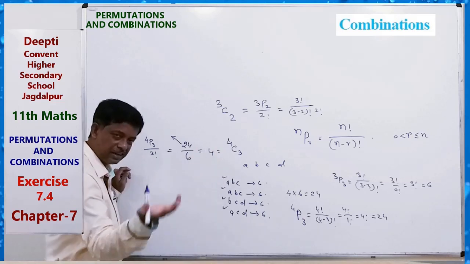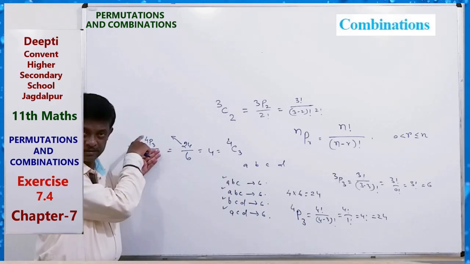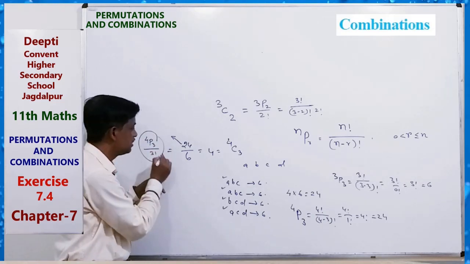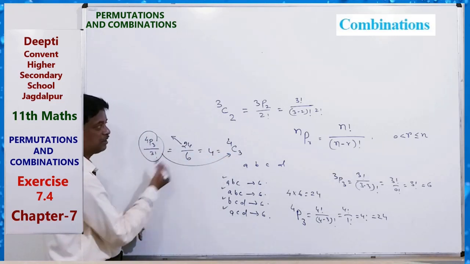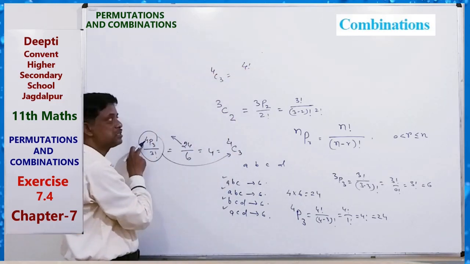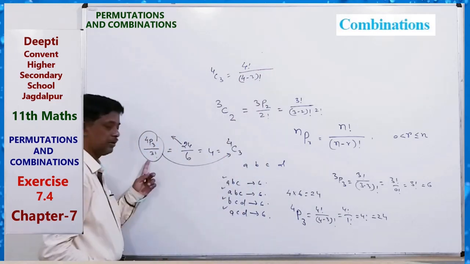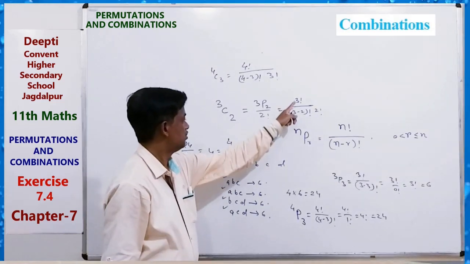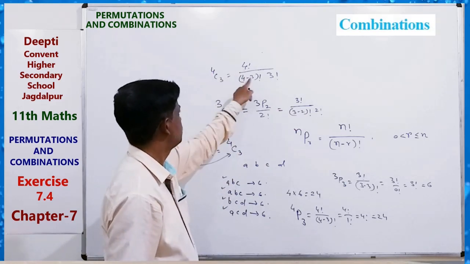Here 3 out of 4 only selecting. Or here 3 out of 4 and also put in an order. Divided by this gives this. That is here, 4C3 equals 4P3 by 3 factorial. That means 4C3 equals 4 factorial upon 4 minus 3 factorial into 3 factorial. Just like 3C2 is 3 factorial by 3 minus 2 factorial into 2 factorial.